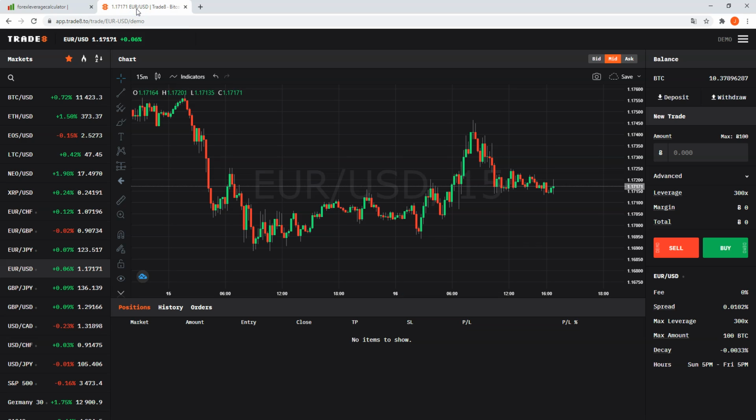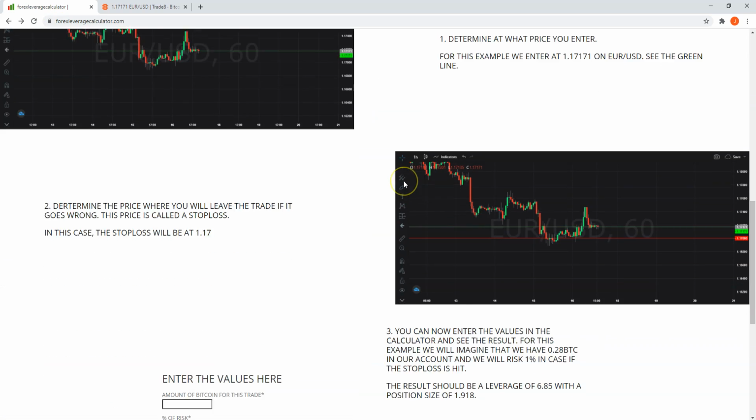So here we have the Euro USD pair, and let's suppose that we just find out a good trade. We want to buy at 1.171 here, and we will put our stop loss at 1.17. That means just here. We will take a 1% risk on our capital. For this example, we will imagine that we have a capital of 0.28 Bitcoin, as shown here.